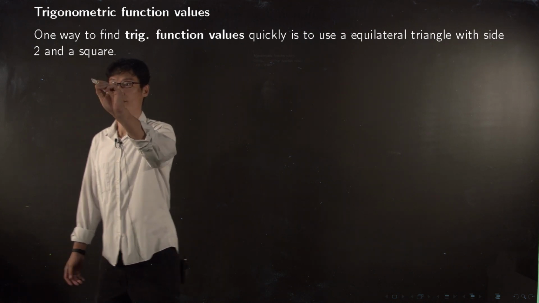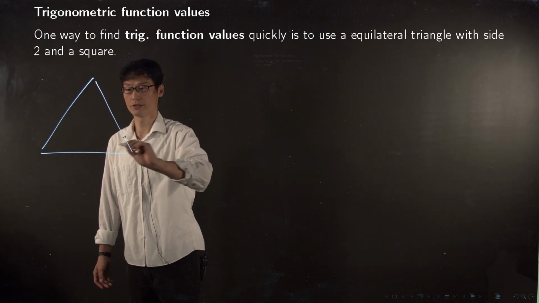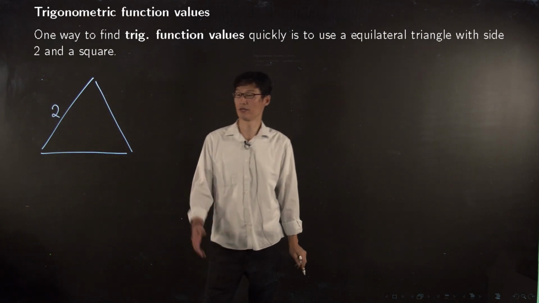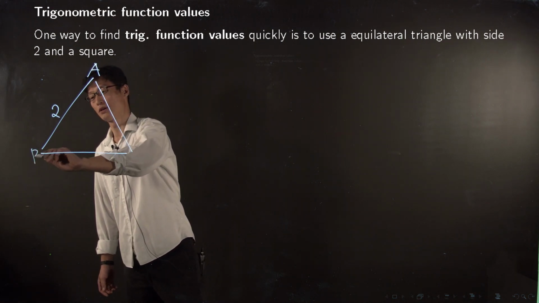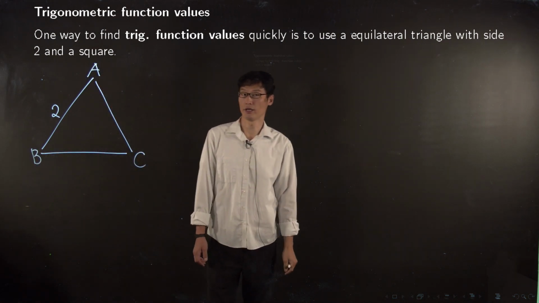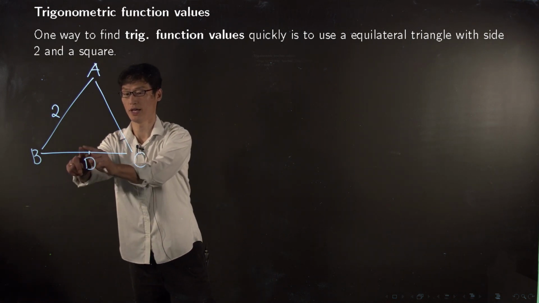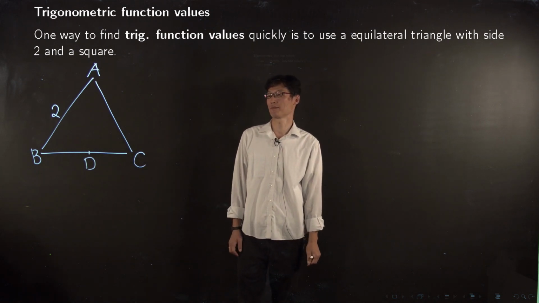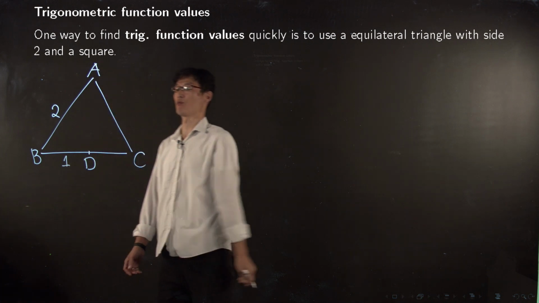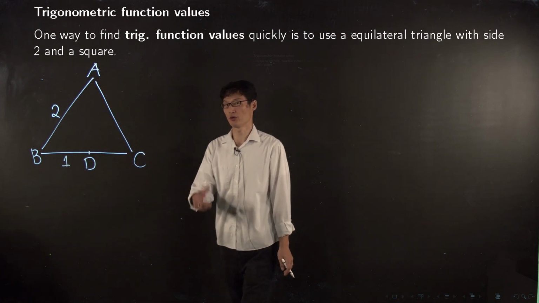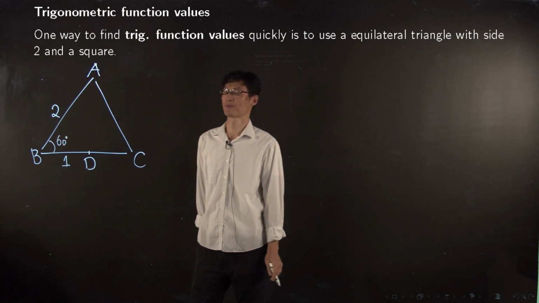So we have an equilateral triangle like this. It has side 2, say triangle ABC. And you can pick midpoint D of the line segment BC. Then, of course, this line segment BD has length 1. Now that is an equilateral triangle, so this angle is obviously 60.